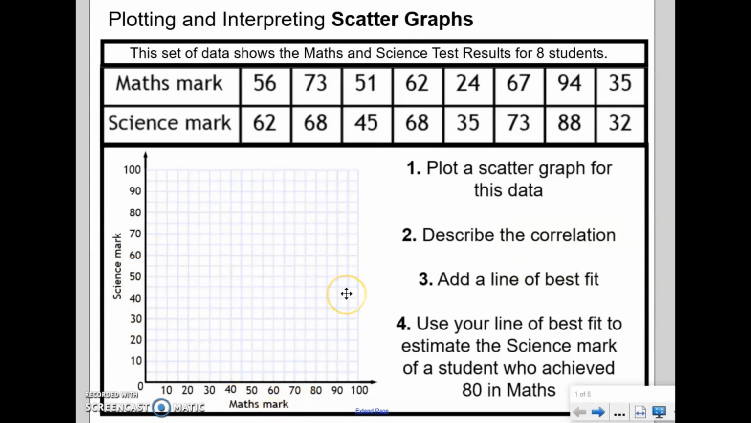So first of all, I'd like you to copy and complete the scatter graph by plotting all the data onto the scatter diagram. Then I would like you to comment on the correlation, positive correlation, no correlation, or negative correlation. I'd like you to add an accurate line of best fit using your ruler. And then using your line of best fit, I would like you to answer question 4. Estimate the science mark of a student who achieved 80 in maths. Okay, if you would like to pause the video now and have a go at question 1.